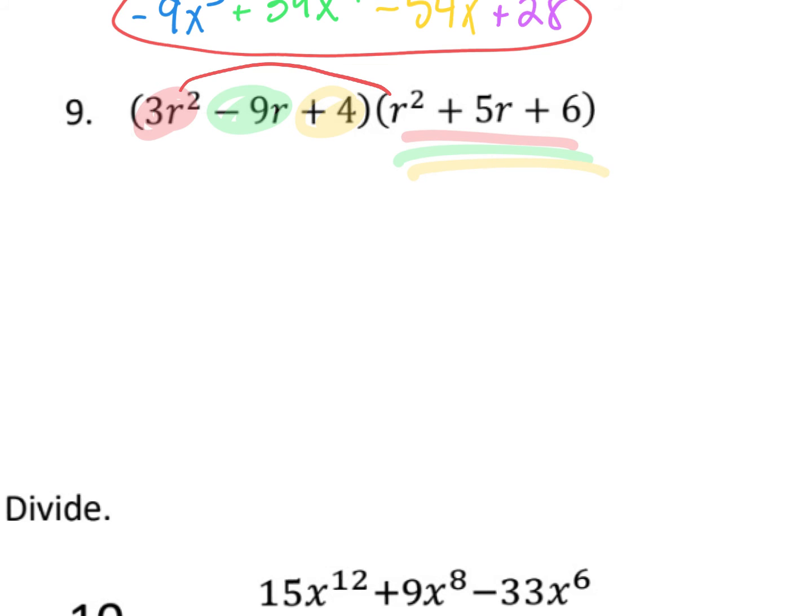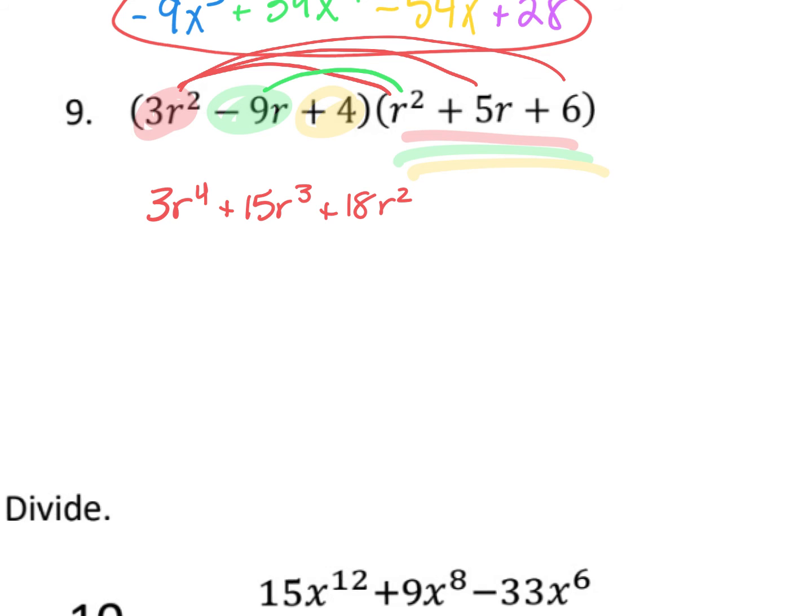So that gives me 3r to the 4th plus 15r cubed plus 18r squared. Now I'm going to do my negative 9r. So negative 9r times r squared is negative 9r cubed. Negative 9 times 5 is negative 45r squared. Negative 9 times 6 is minus 54r.